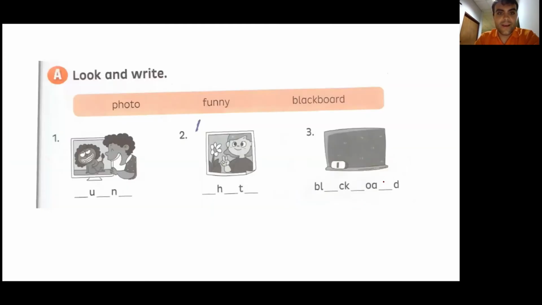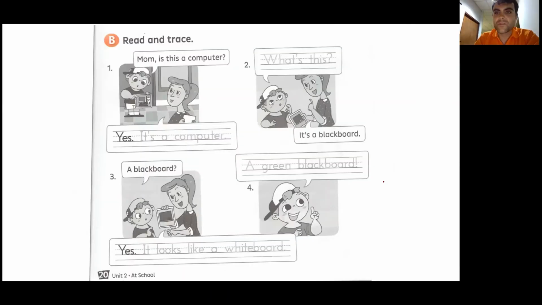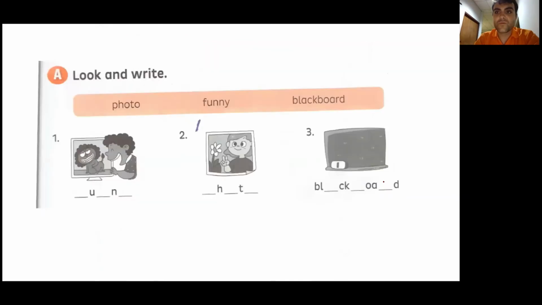All right, now it's time for you to do the homework. So open your books to page number 20. Page number 20 in your student workbooks. So are you ready? Okay. So for the first one, you just need to fill in the blanks with letters to make it look like photo, funny, or blackboard. So for the first one, you'd put like an F here because it's funny, okay? And then an N and then a Y. And I'll let you do the rest yourself.